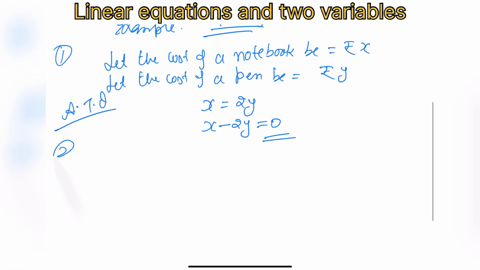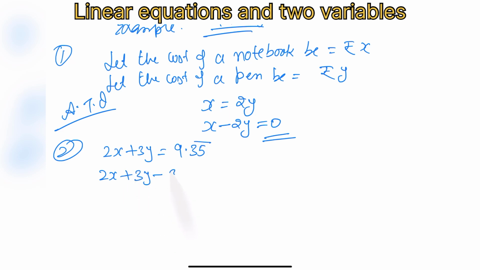We have one more question, question number 2, in which we have to express the given equation in the ax plus by plus c form and find the value of a, b, c in each case. So first we have 2x plus 3y is equal to 9.35 bar. So first we have to rearrange this equation. So 2x plus 3y minus 9.35 bar is equal to 0.